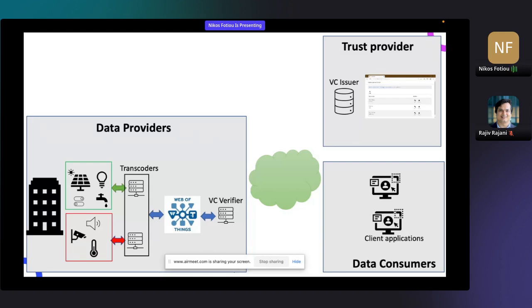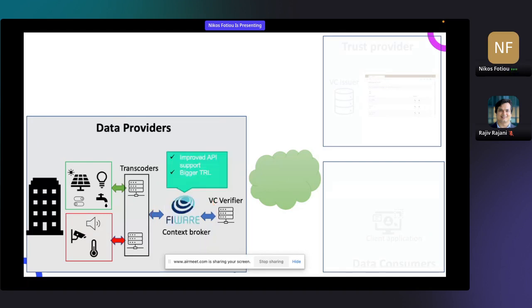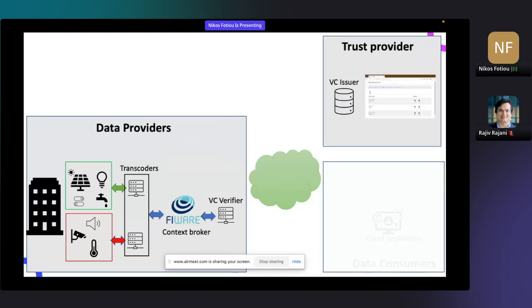In that architecture, we are using a gateway called Web of Things, which is a W3C standard, which is nice, but it does not have great API support, and it cannot be used in real deployments. In this project, we are going to leverage FIWARE technologies in order to have improved API support and greater TRL. In our existing architecture, access control is implemented using verifiable credentials, and access control decisions are made using access control lists, which again is good enough for small use cases, but when it comes to large-scale deployments, this does not scale very well.